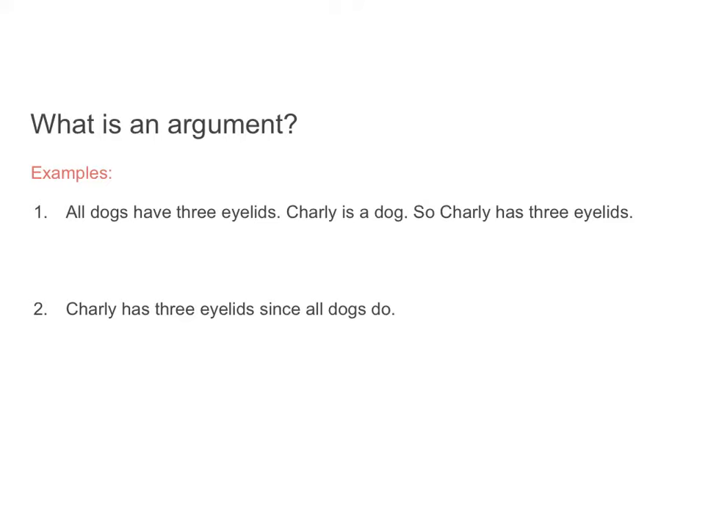Okay, let's look at the second example. Charlie has 3 eyelids since all dogs do. Student, what's the conclusion? Charlie has 3 eyelids. Right. Charlie has 3 eyelids is the conclusion. "Since" is a word that tells us this is the reason why we should believe this or that this is true. One thing to point out here is that these are essentially the same argument. They both have the conclusion that Charlie has 3 eyelids. All dogs do have 3 eyelids is implicit here, is the reason here. Number 2 leaves implicit the assumption that Charlie is a dog, so that's left out.